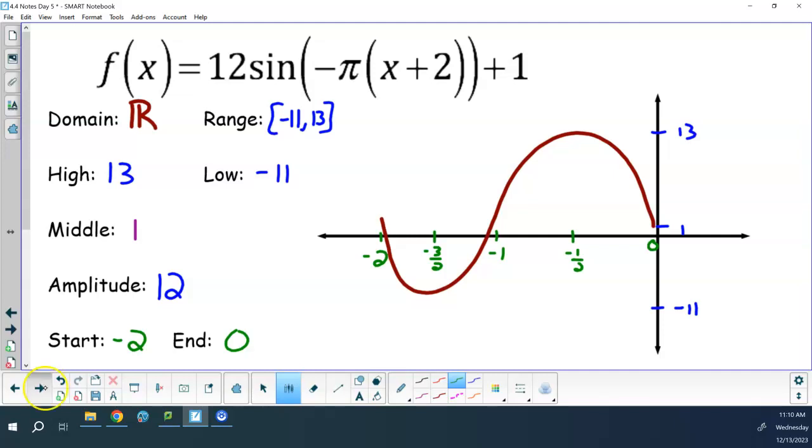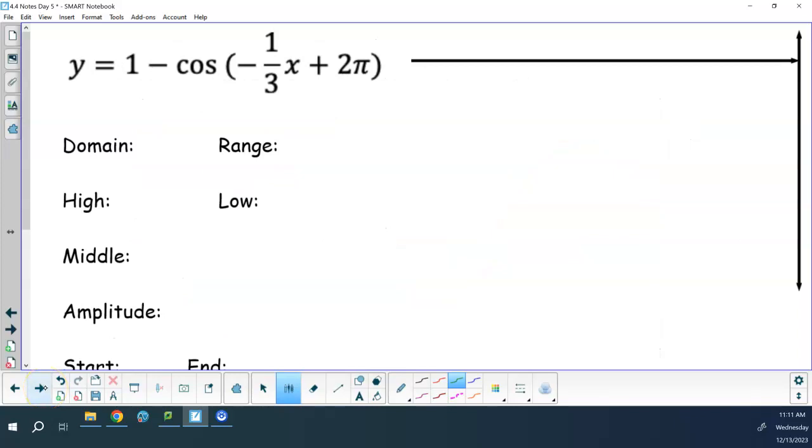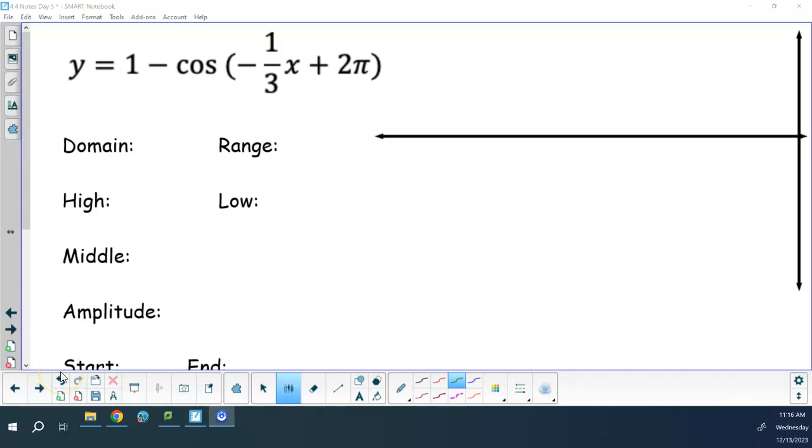All right. You try that one. All right. So before we start this one, we got to factor out a negative 1/3, right? If I factor out a negative 1/3, then I got x minus 6 pi there. Yes? Okay. Now you can come up with all of your stuff.